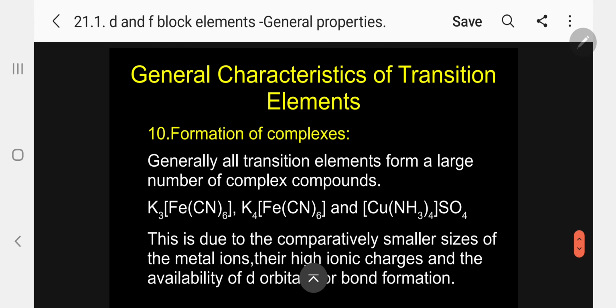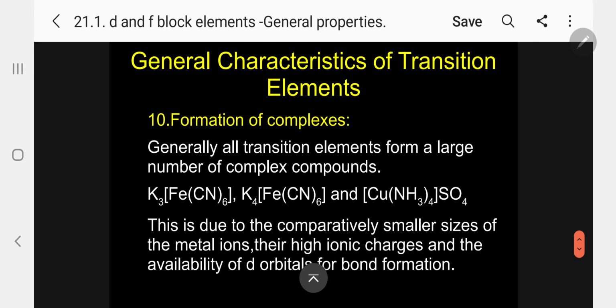Formation of complexes. Generally, all transition elements form a large number of complex compounds. Examples: potassium ferricyanide, potassium ferrocyanide, tetraammine copper(II) sulfate. We will discuss these at a later stage. The next topic will be coordination compounds, where we will discuss IUPAC names, preparation, properties, everything. So these are the complex compounds.